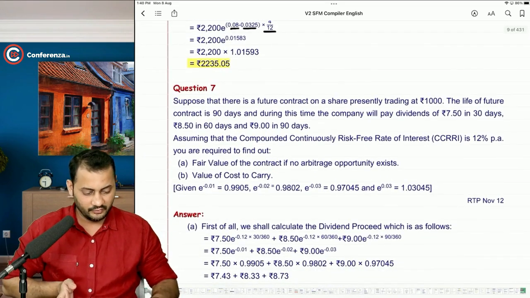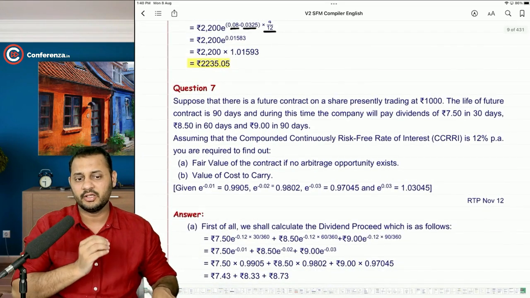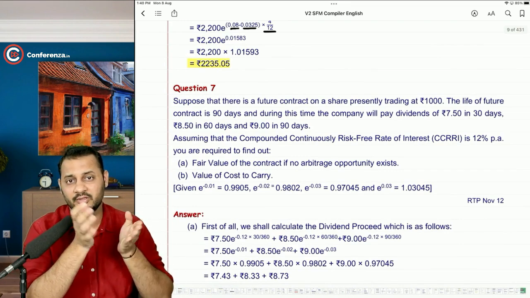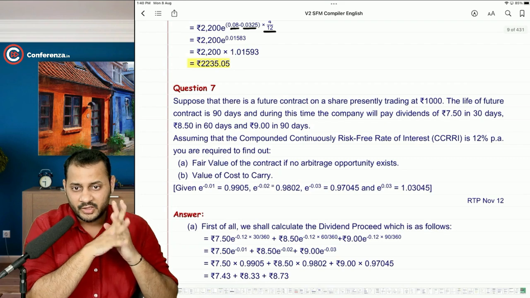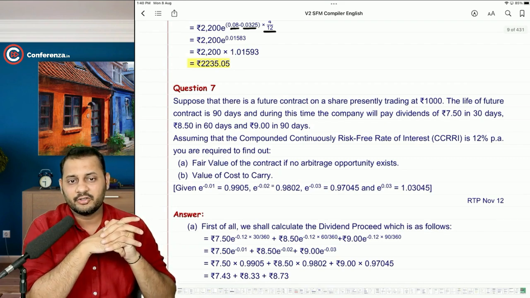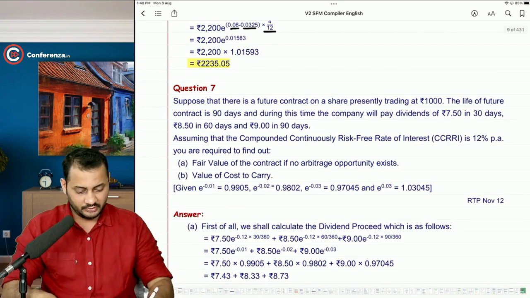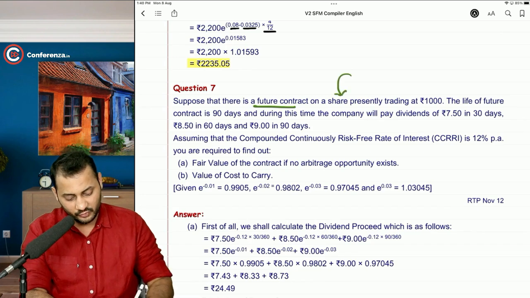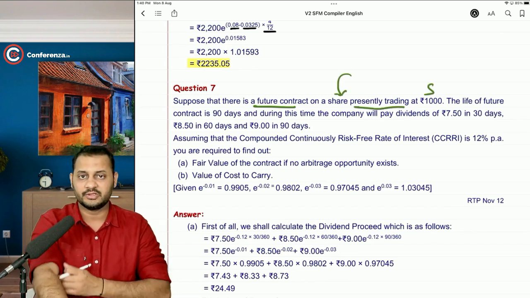Question number 7. Now we are going to slowly add complexities in the question, because this is a derivative chapter and you need to learn with every step. Suppose that there is a future contract on a share presently trading at 1000 rupees. Understand, there is a future contract, but the share right now is presently trading at 1000 rupees.